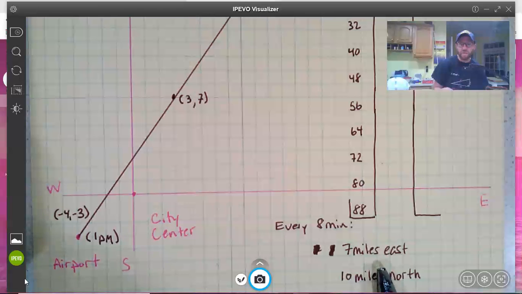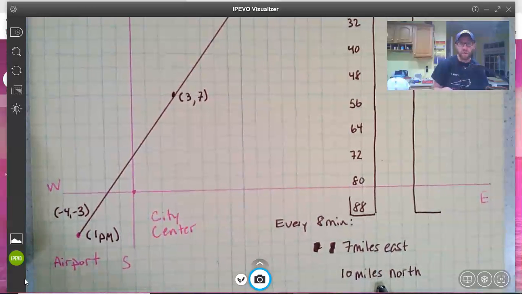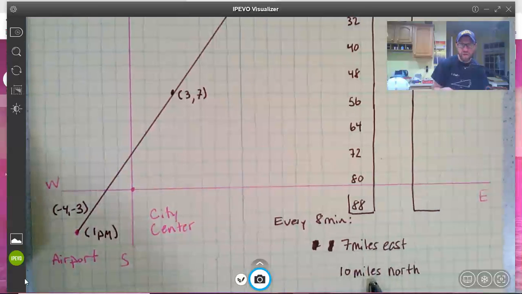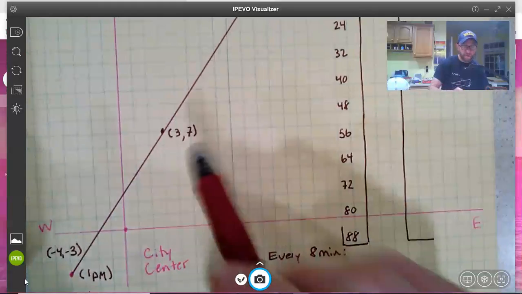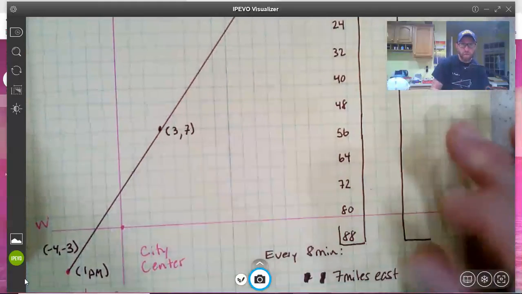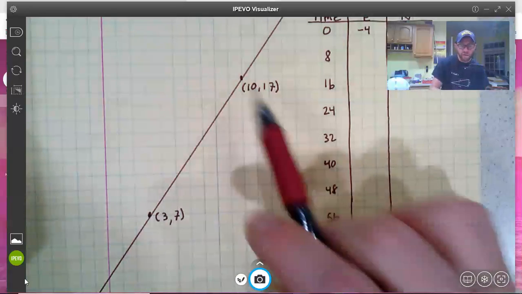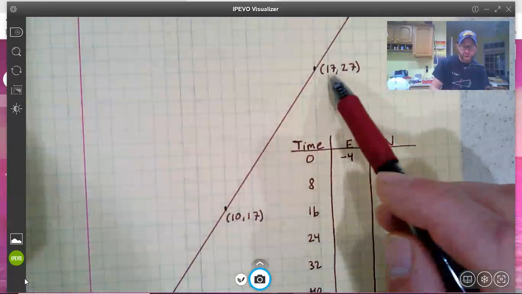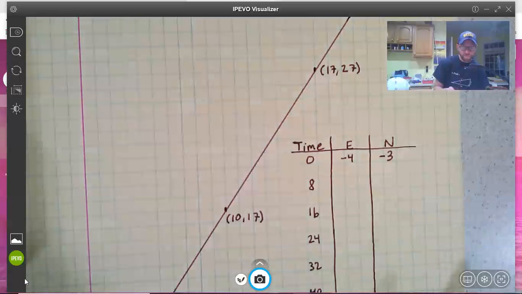every 8 minutes. After 8 minutes, they are 7 miles east and 10 miles north of where they started. So for every 8 minutes of travel, 7 miles east, 10 miles north. So I've kind of plotted here. After 8 minutes, they're at the point (3, 7). 8 more minutes, they're at the point (10, 17), or 10 miles east, 17 miles north. After another 8 minutes, they're 17 miles east, 27 miles north.